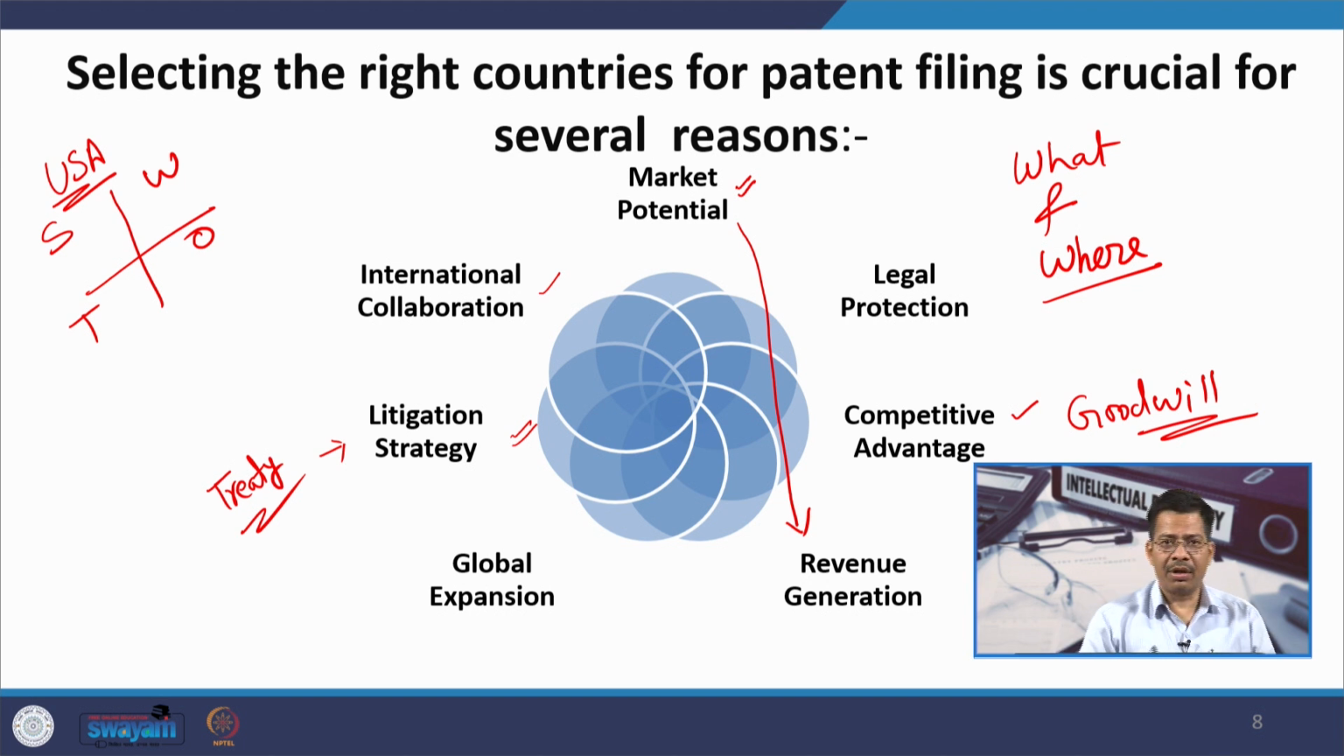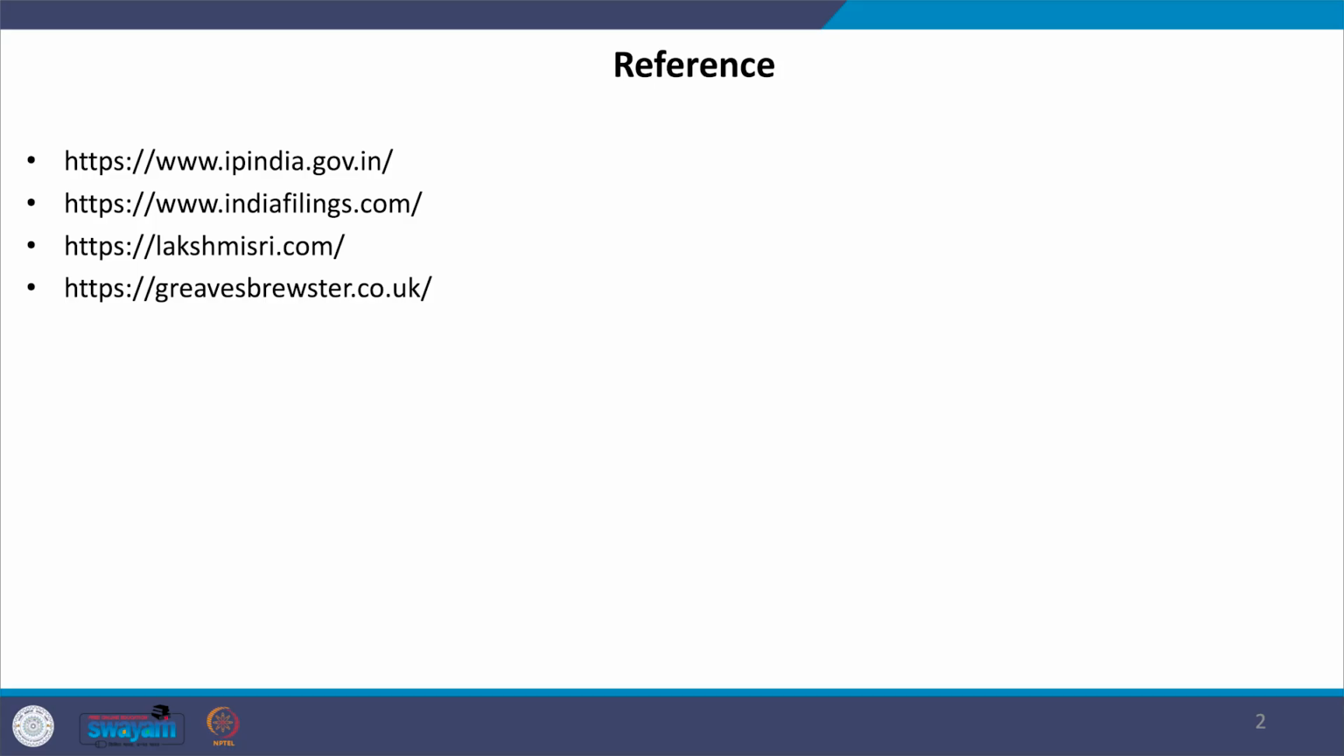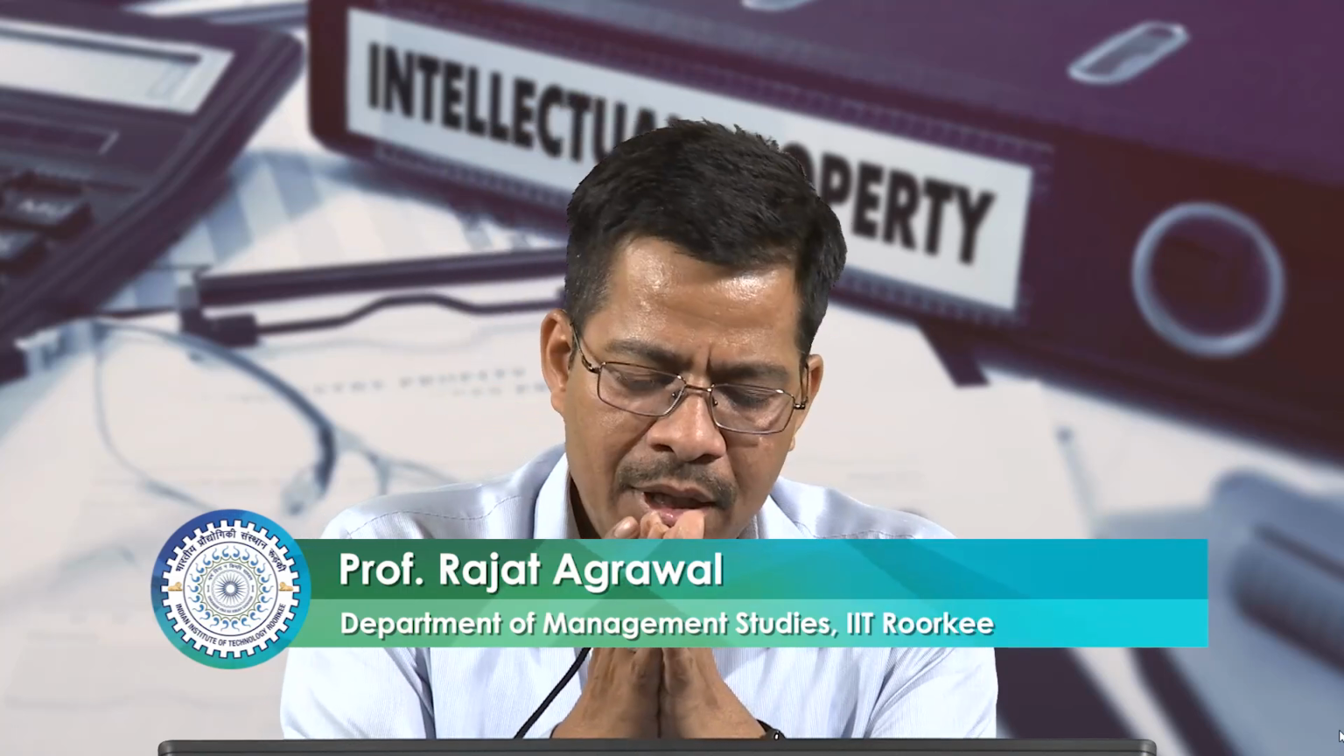So, with this we are coming to the end of this discussion, where we have discussed how we are going to decide the different countries for filing our patents and global protection. And with that we have answered both the questions, what we answered in our previous session, and today in which country we need to do the protection. In our next session, we will be discussing how to go for this international filing. So, with this we come to the end of this session.